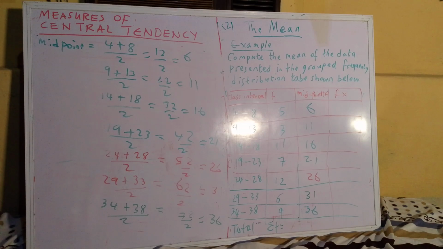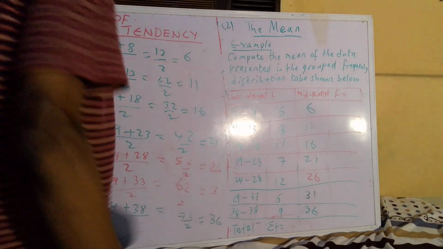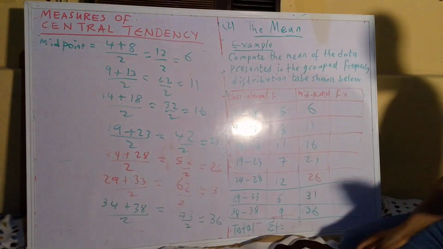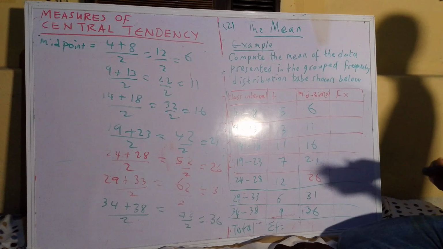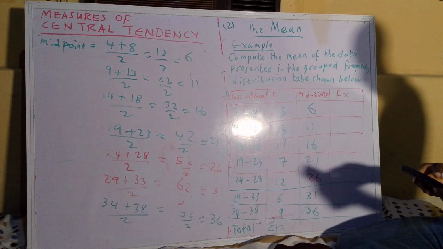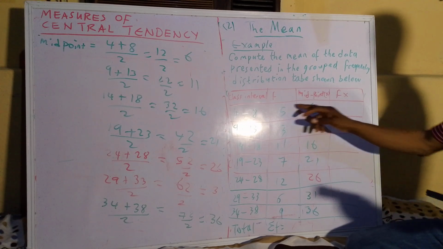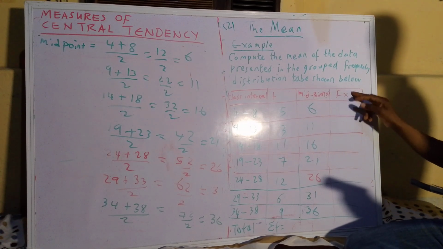So we have to move over to the right side to complete this table. So to complete the table, you now have this times this, f times x.